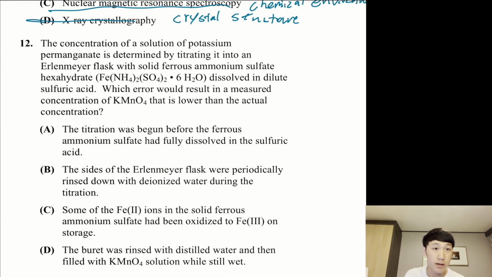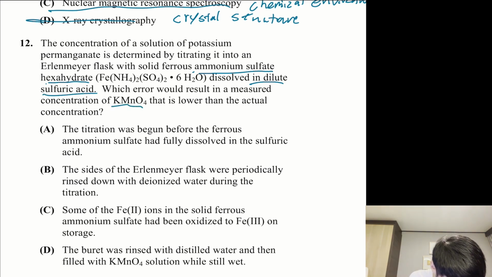Problem 12. The concentration of a solution of potassium permanganate is determined by titrating it into an Erlenmeyer flask with solid ferrous ammonium sulfate hexahydrate, dissolved in dilute sulfuric acid. Which error would result in a measured concentration of permanganate that is lower than the actual concentration?